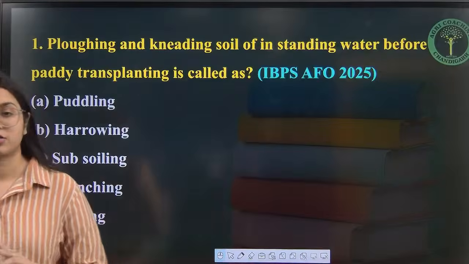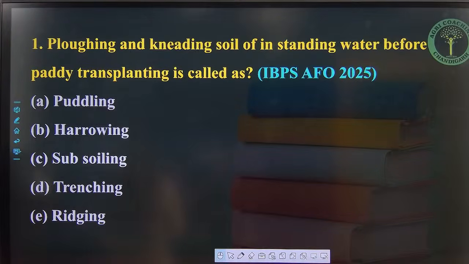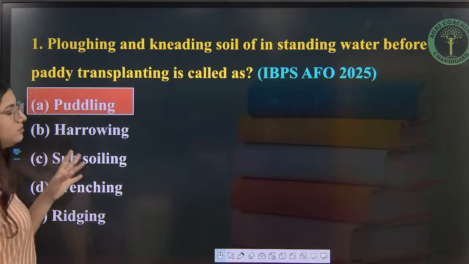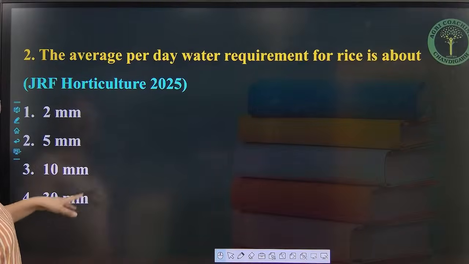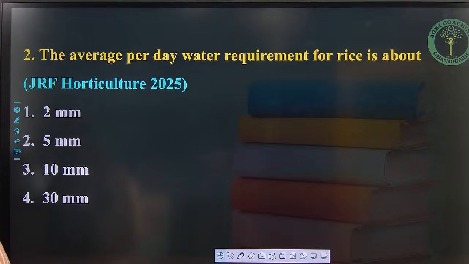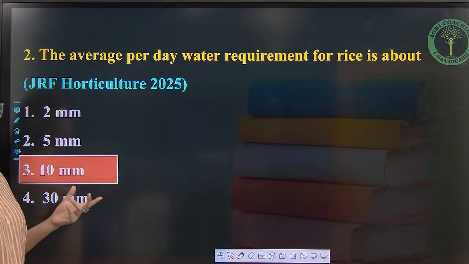Okay, the very fast question. Give answer for this. Everyone, give answer for this. What will be the answer? Okay, good. Option number A, puddling. Next. The average per day water requirement for rice is about, Jaya Horticulture 2025. Yes, good. It will be option number 3, 10 millimeter.